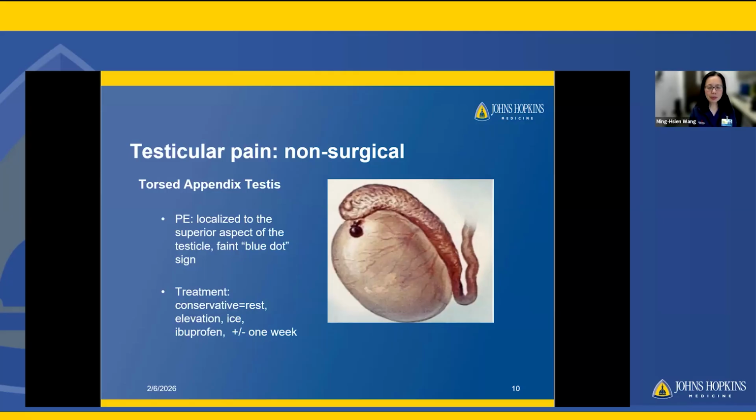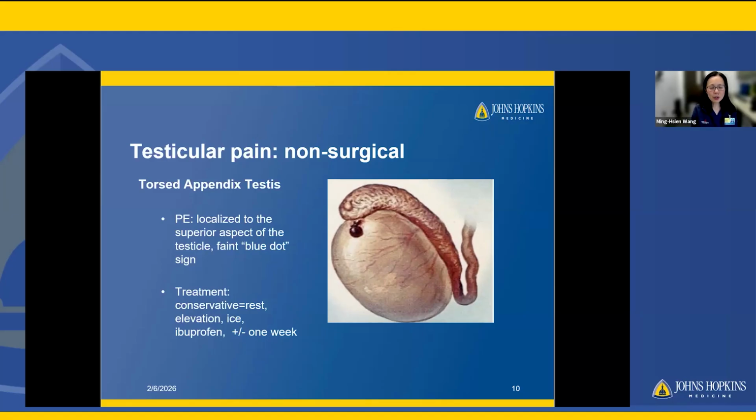So let's start with some of the more common reasons for testicular pain that's not surgically related. One pretty common thing that I see is torsion of the appendix testis. The way I explain it to the parents is that on top of the testicle, there's this little skin tag-like thing. It has its own blood supply, so when that twists, it can be pretty painful. It's almost like someone has a little skin tag on their neck, it gets caught by a necklace, and the whole thing gets tugged on or pulled on.